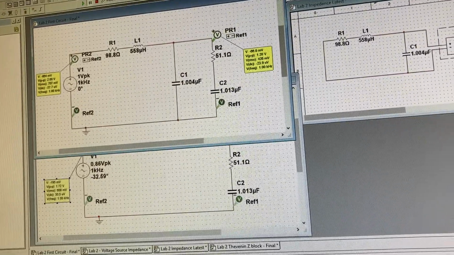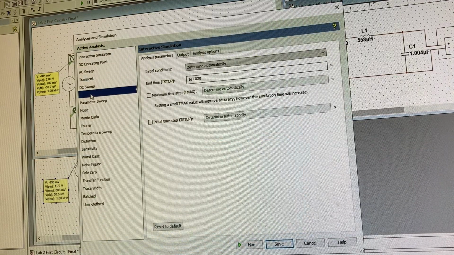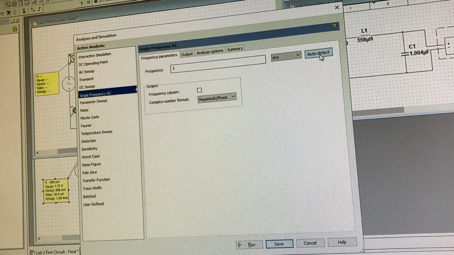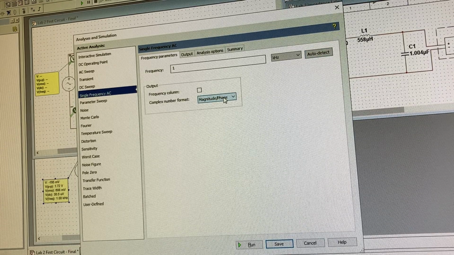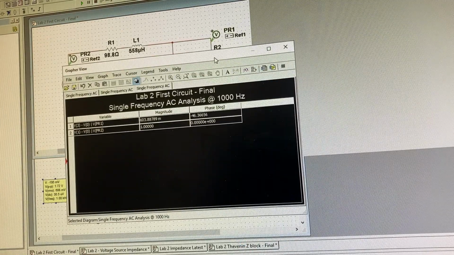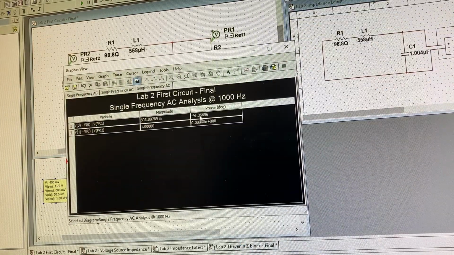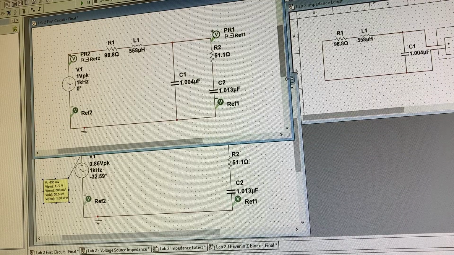If I switch over here, stop the simulation, and run single frequency analysis, make sure you do auto detect so it knows which voltage source you're using. You can have magnitude and phase for the number format. Okay, and here we're getting negative 46 degrees, which is exactly what we're getting off the oscilloscope.